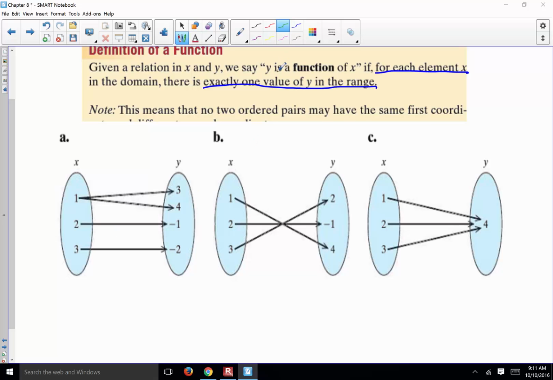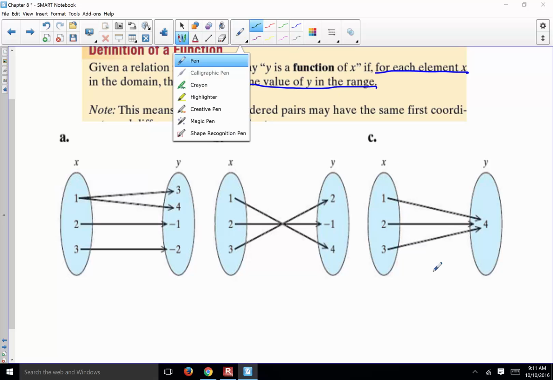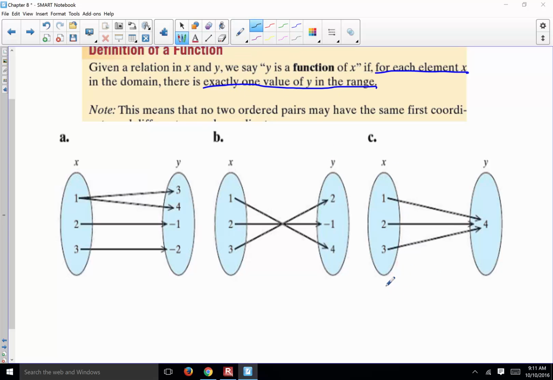Three examples are given here. So these are x values. And here is what couplings we have. I'm going to start with C. I see 1 going to 4. I see 2 is going to 4. I see 3 going to 4. Let's check if this statement is true for these couplings.